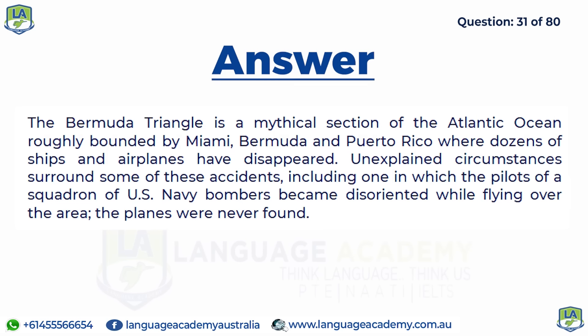The Bermuda Triangle is a mythical section of the Atlantic Ocean roughly bounded by Miami, Bermuda and Puerto Rico where dozens of ships and airplanes have disappeared. Unexplained circumstances surround some of these accidents, including one in which the pilots of a squadron of U.S. Navy bombers became disoriented while flying over the area. The planes were never found.